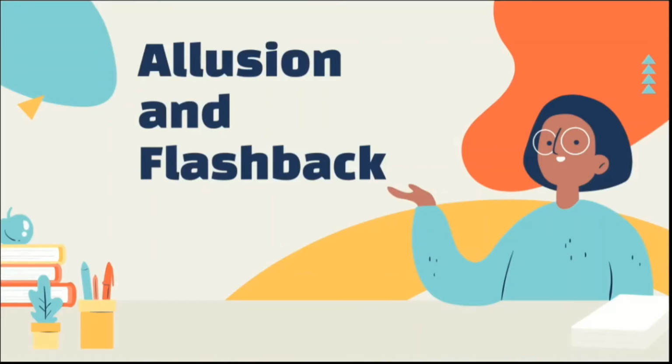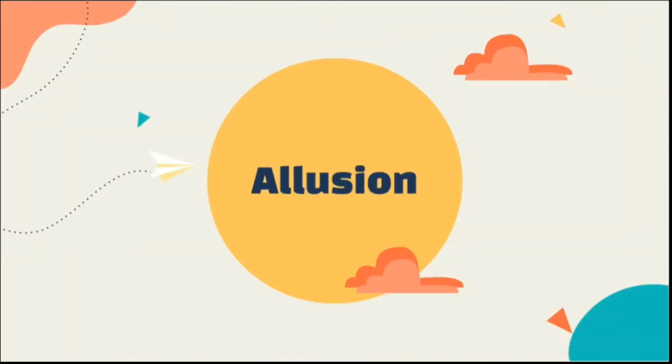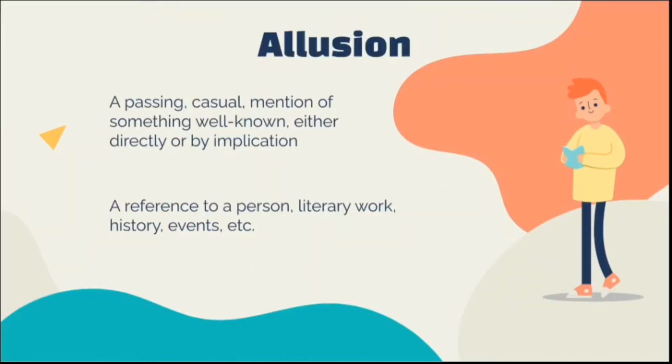Hi everyone, today I'm going to teach you about allusions and flashbacks and how to use them in your writing. So we're going to start off with allusions. An allusion is a passing, casual mention of something well known, either directly or by implication. So in other words, an allusion is a brief reference to something that's well known. It can reference a person, literary work, history, events, etc. Really anything that's well known or famous.